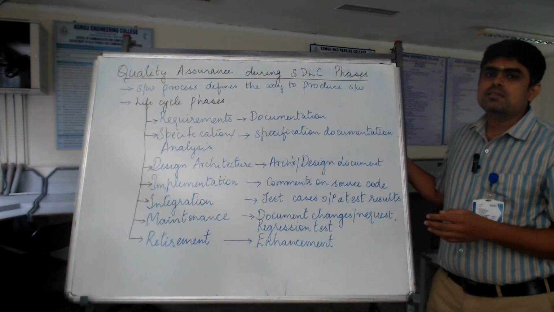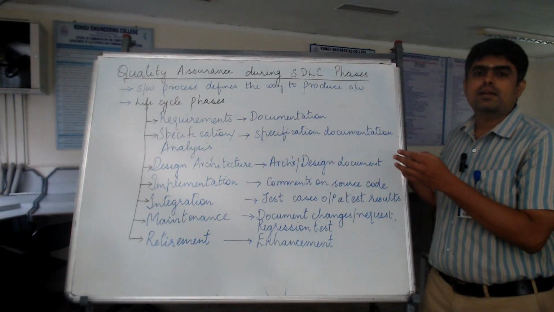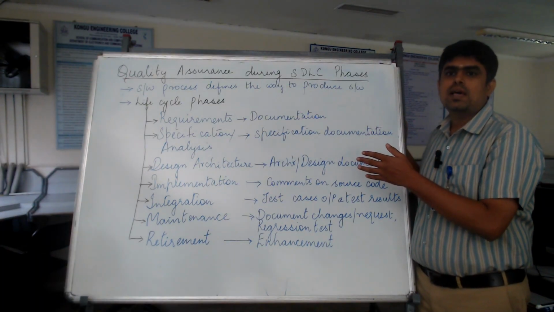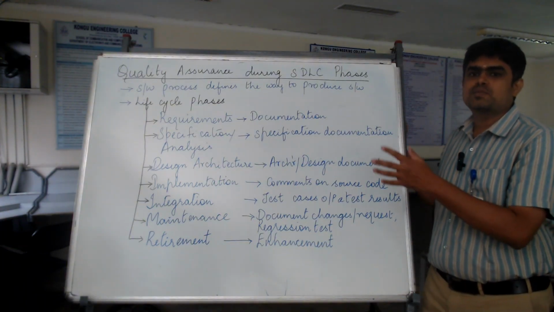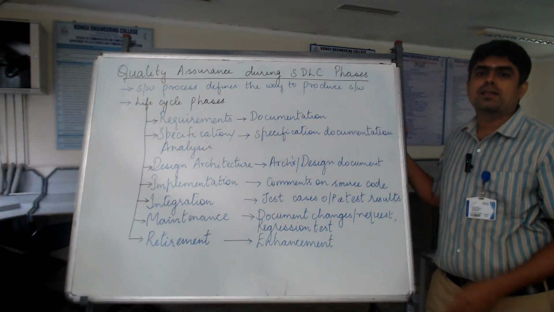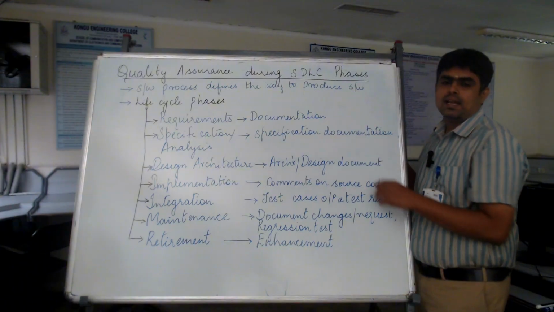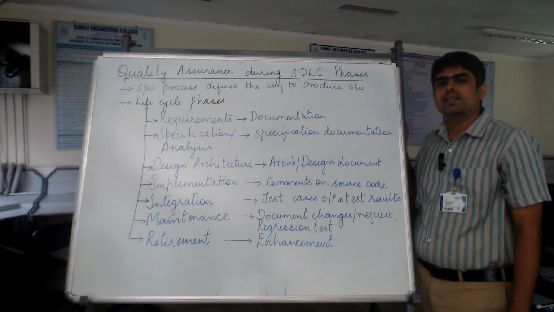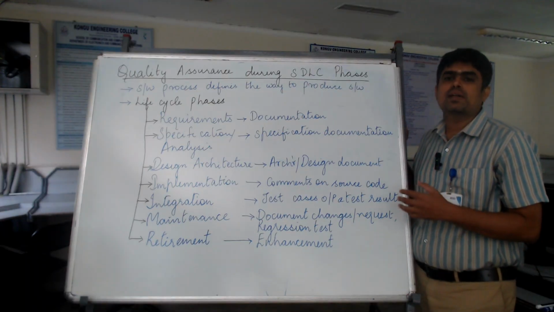The first one is the requirement. The requirement phase is given by the customers. From this, the engineers will convert the requirements into the specifications, and it will be documented by the engineers. The second one is the specification and analysis process, which is taken over by the documentation by the engineers, which is given by the customers.